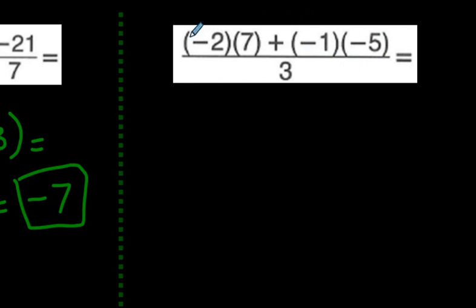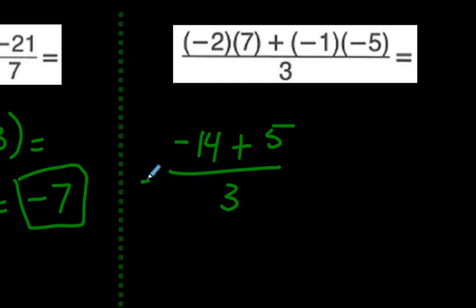Again, BEDMAS. What I'm going to do is simplify this thing so that it doesn't look so complicated like this. All right? So I'm going to start with the negative 2 times 7. That would give us a negative sign, 14. Over here I'm going to write the plus sign again. What's negative 1 times negative 5? Well, 2 negatives when you multiply, you get a positive. Okay, I'm leaving the 3 on the bottom.